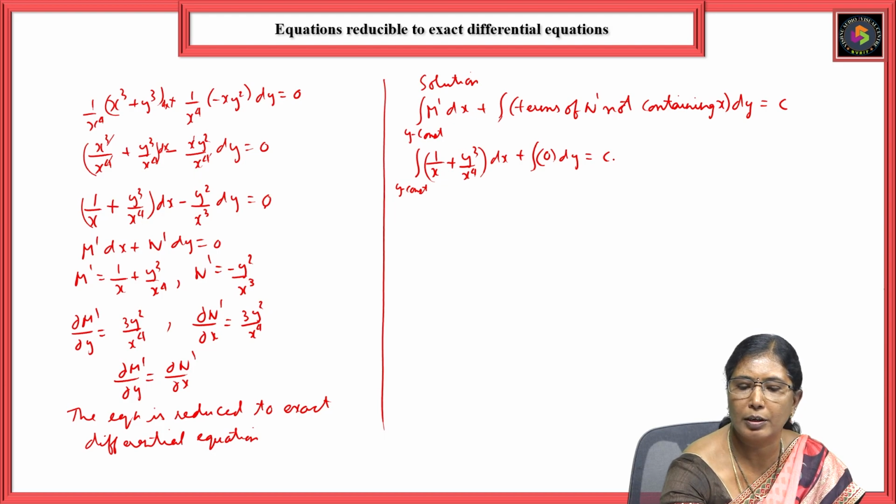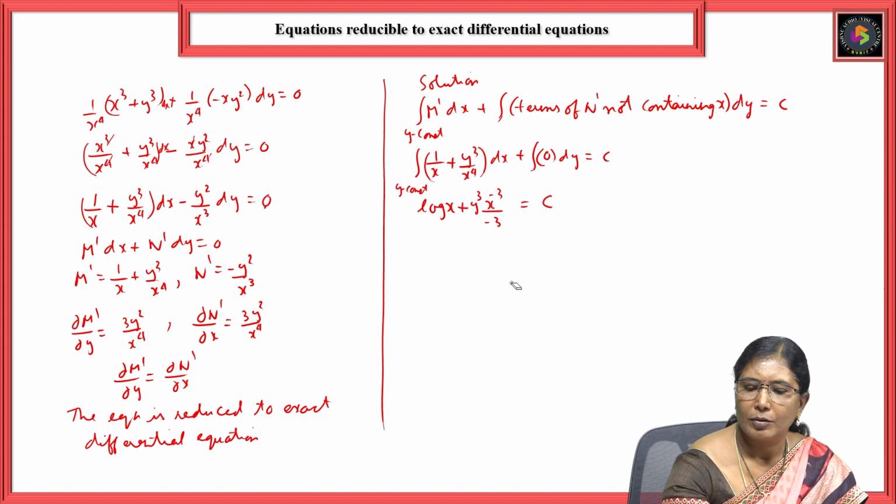So now you should integrate this with respect to x keeping y as constant. So what is the integration? Log x plus y cube is constant, so log x plus y cube x to the power of minus 3 by minus 3. Integration of this is the constant, so constant and constant will be nothing but constant c. So log x plus y cube x to the power minus 3 by minus 3 is equal to c. So we get log x minus y cube by 3x cube is equal to c.